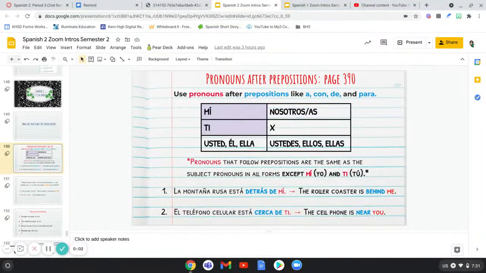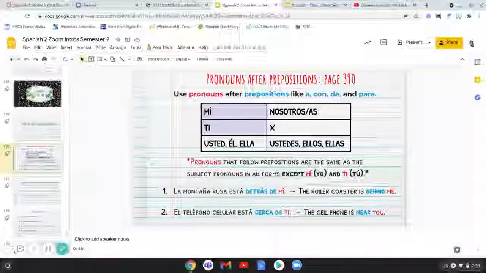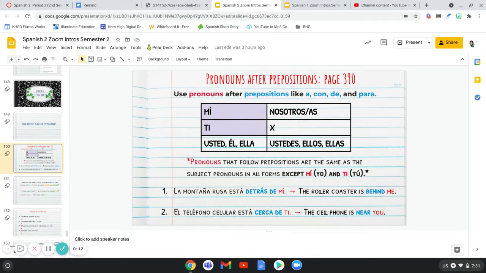Hey guys, so this will be the video on the last lesson we have for this chapter and the quarter as well. This is called Pronouns after Prepositions. Luckily, we technically do know both of these things already. It's just that now we are using them in a different context. This is in your textbook, on page 390 if you wanted to use that.